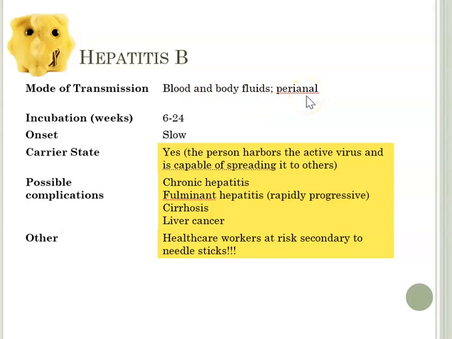So hepatitis B, this is going to be your body fluids and blood. For transmission, it's most commonly transmitted from mother to fetus at birth. The incubation period in weeks is going to be 6 to 24, so onset is a lot slower. And in this one, the carrier state, the person that harbors the active virus, is capable of spreading it to others. So this can lead to chronic hepatitis, and then progressive hepatitis, cirrhosis, and liver cancer. And healthcare workers are really at risk from this, from needle sticks. There is a Hep B vaccine, and that's a 3-dose vaccine.